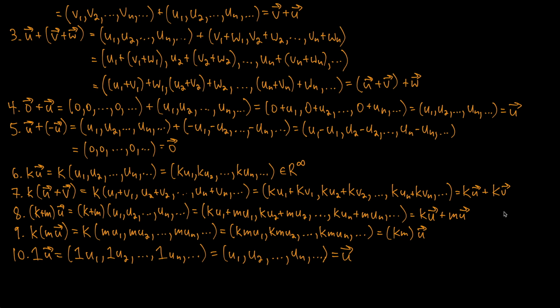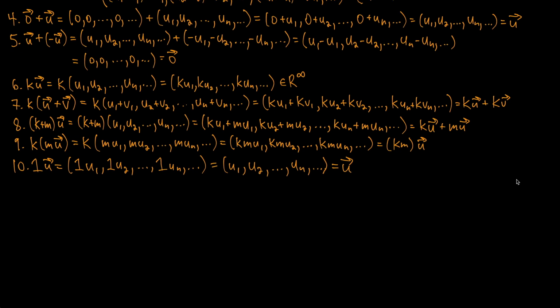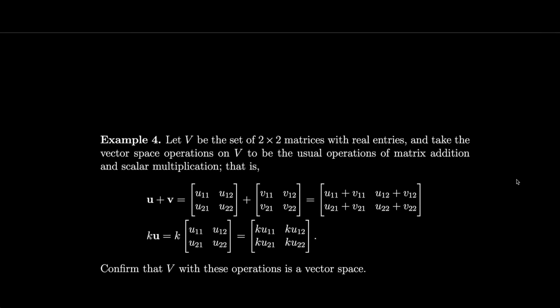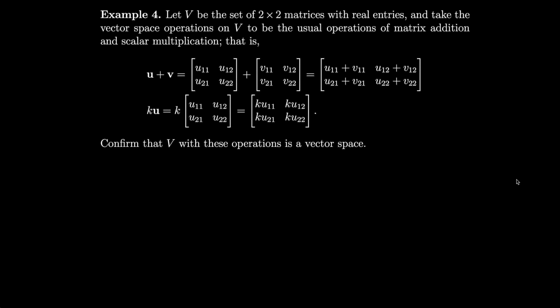So this thing actually is a vector space because it has the components and they satisfy the 10 axioms. A lot of work to check when you have to go through each of them and write each in terms of the components, but it is a very effective way of doing it. As another example, how about we let V be the set of 2x2 matrices with real entries, and we'll take the vector space operations on V to be the usual operations of matrix addition and scalar multiplication. So again, we'll just add the components inside the matrices, and we'll just scale the components to get our scalar multiplication. So let's confirm that V with these operations is a vector space.